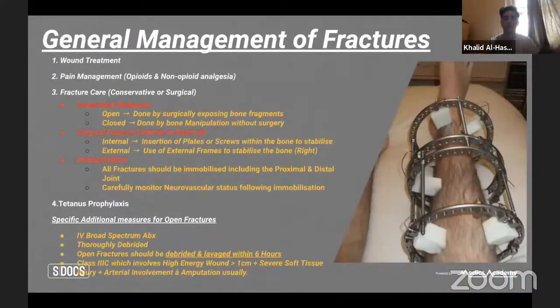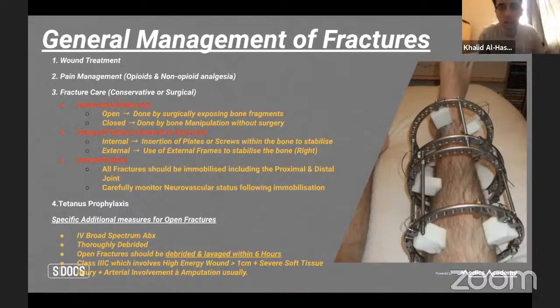So, general management of fractures. This is the general management pathway of fractures. Firstly, we'd like to start off with wound treatment. It's important that we start off with wound treatment because there may need to be some form of debridement around the site of injury. Pain management. We're not going to keep the patient in pain. One of your key jobs as an F1 doctor is going to be pain management. So this consists of both opioid and non-opioid analgesics.